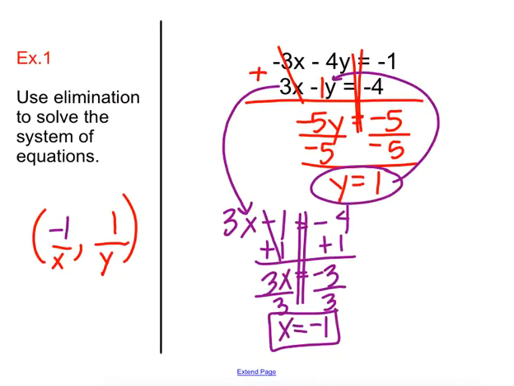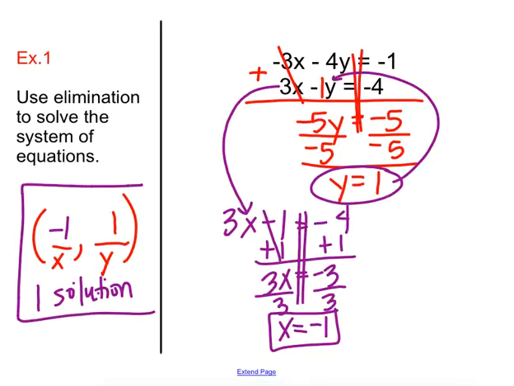So you plug that into your ordered pair. This means we have one solution to this system. That solution would cross at -1, 1 on the coordinate plane if we were to graph those.